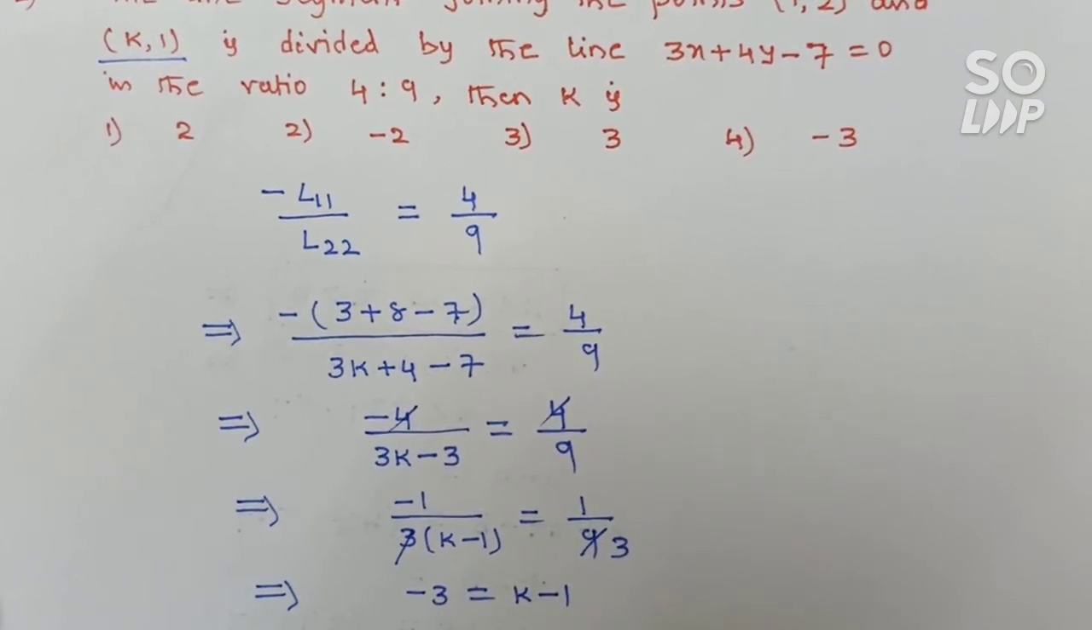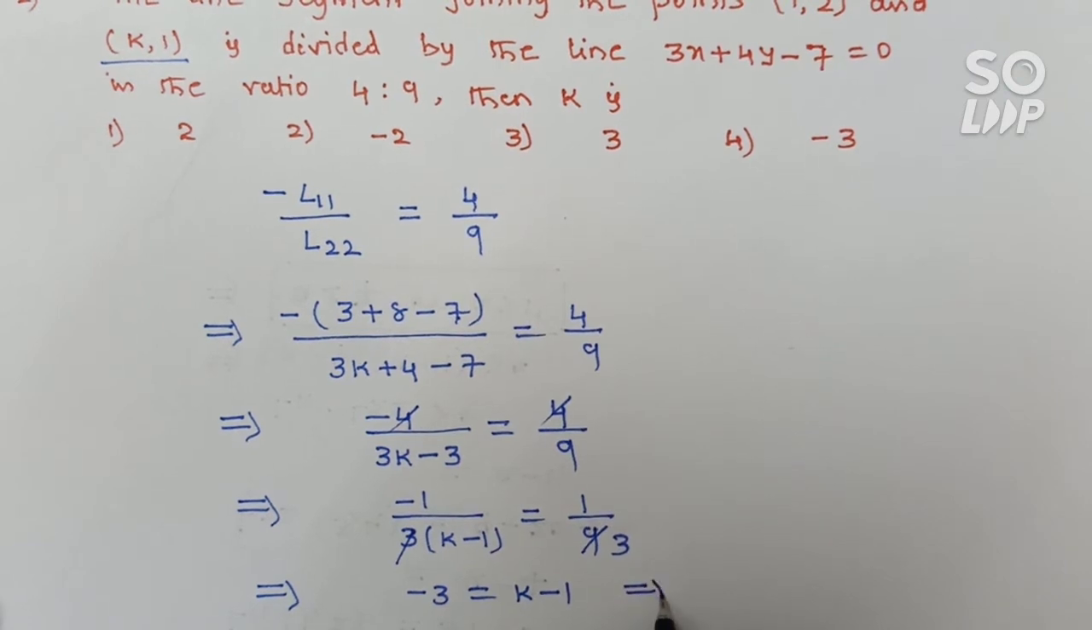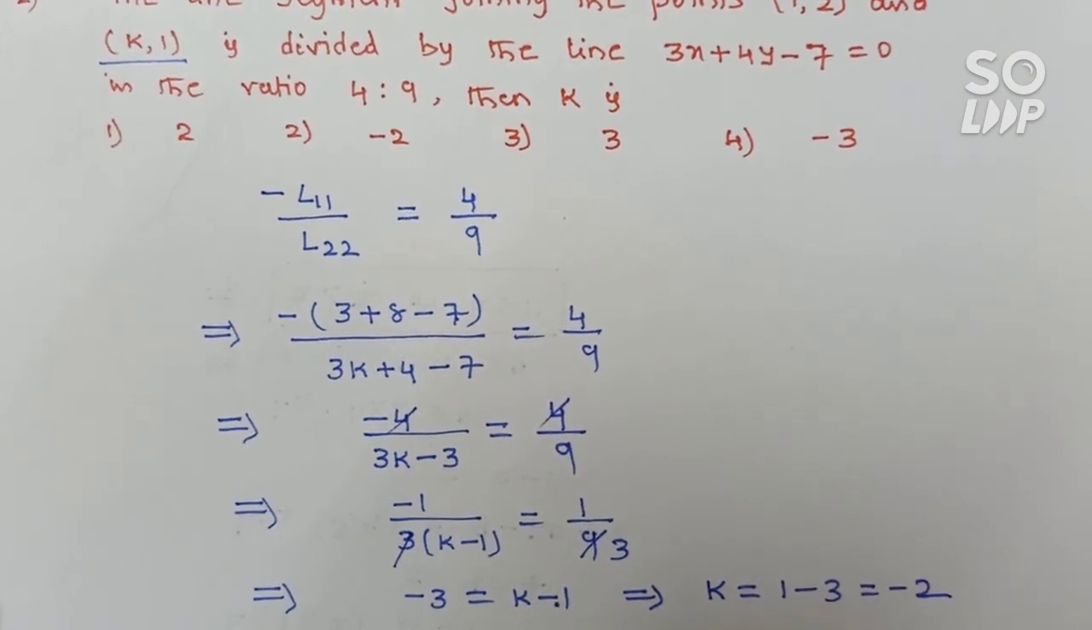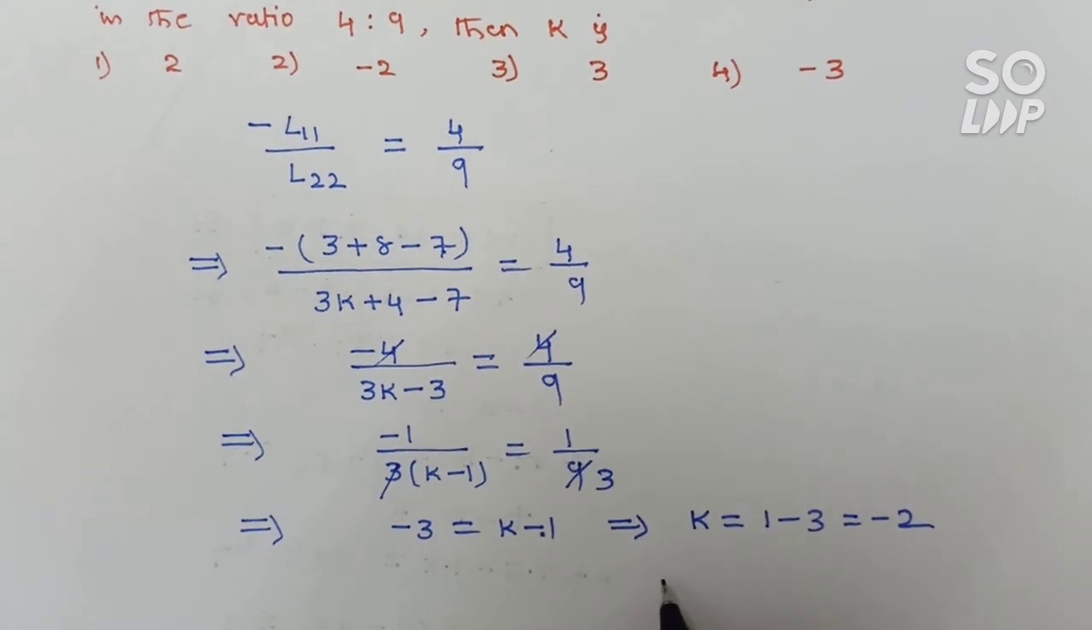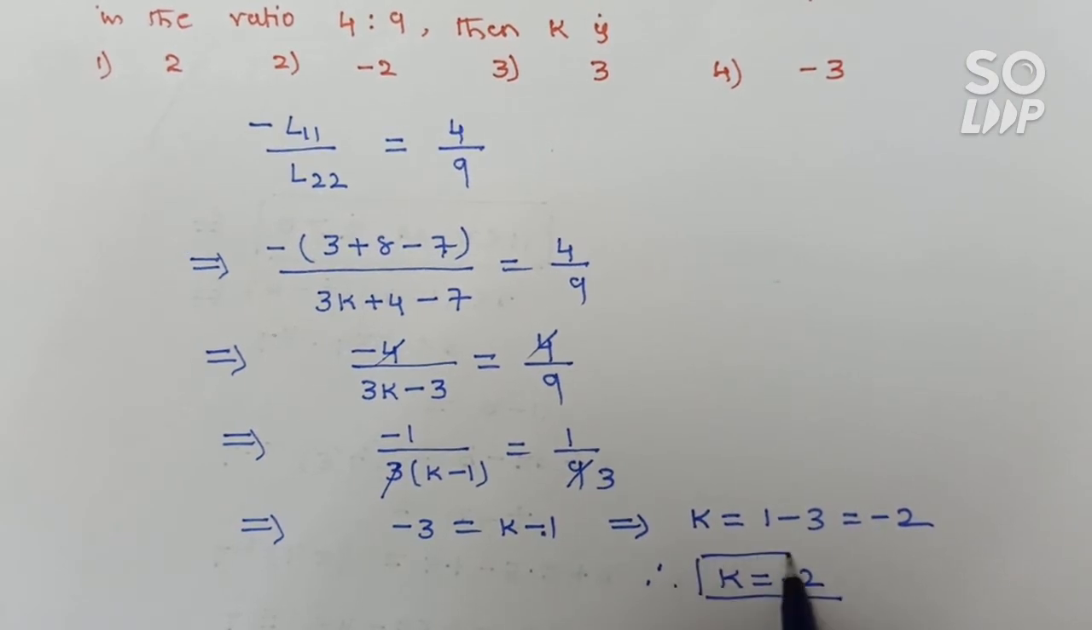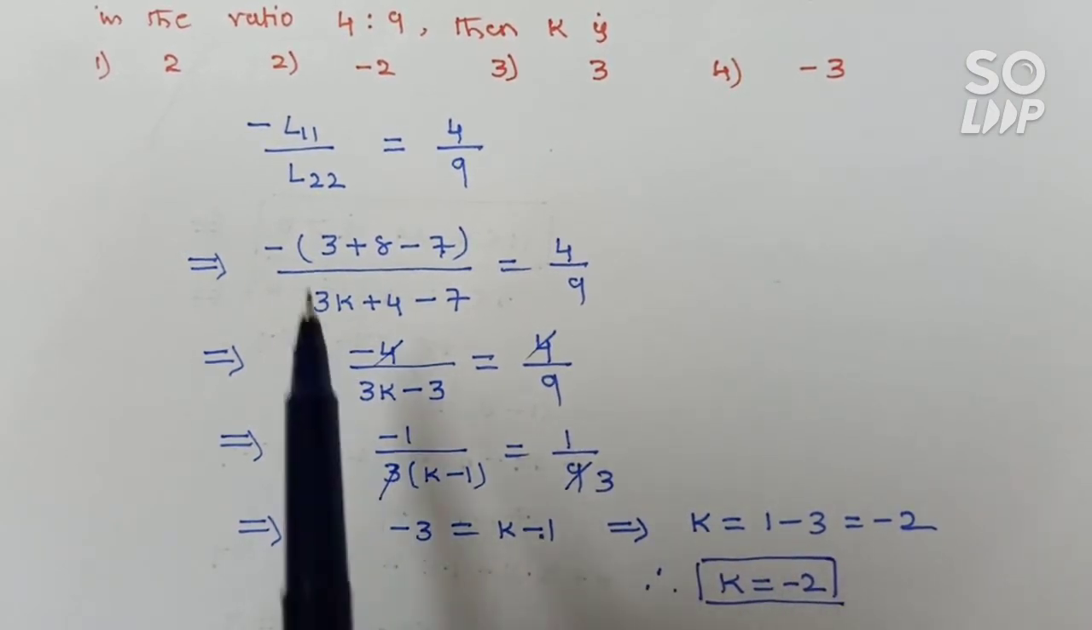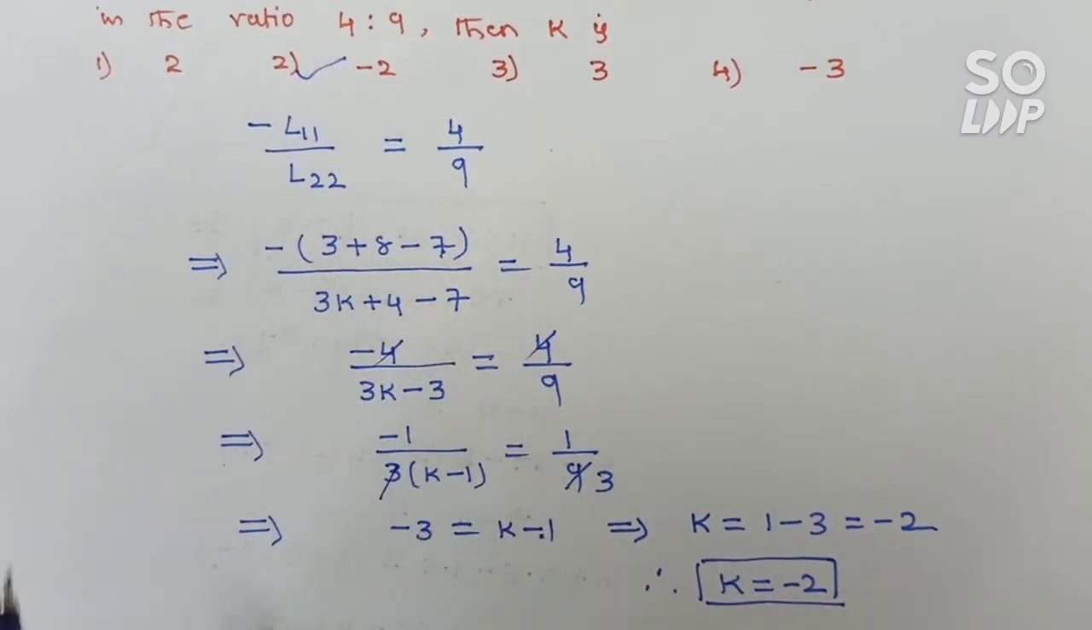Now you get, that implies, minus 1 you take to the left hand side, k is equal to 1 minus 3, that is equal to minus 2. So therefore k is equal to, what is the value? Minus 2. K is equal to minus 2. So your correct option is what? The second option is the correct answer. Okay, so this is the solution of this problem. Right, we will see the next concept.